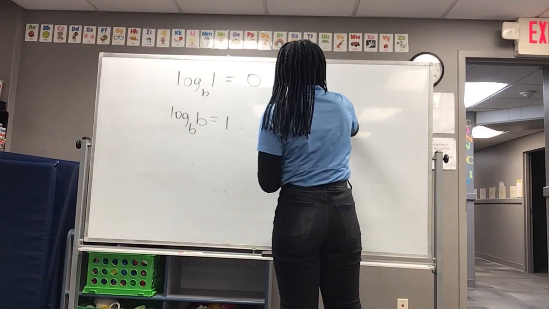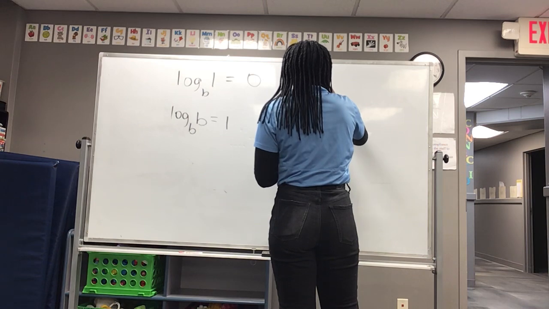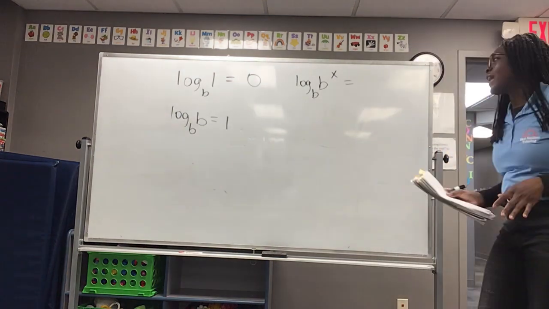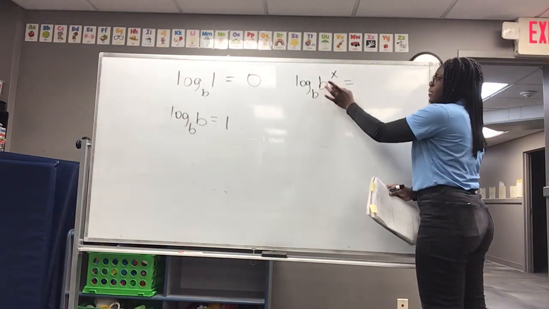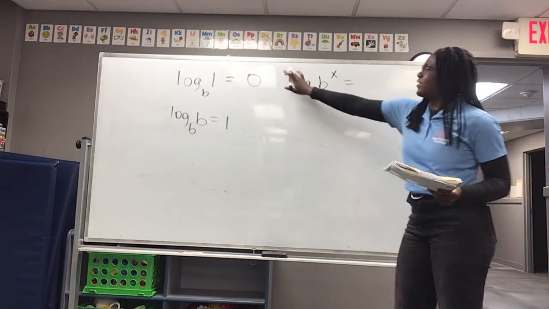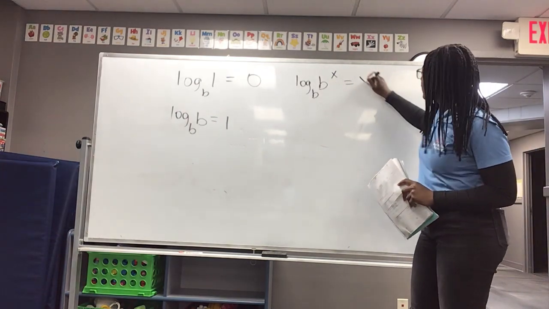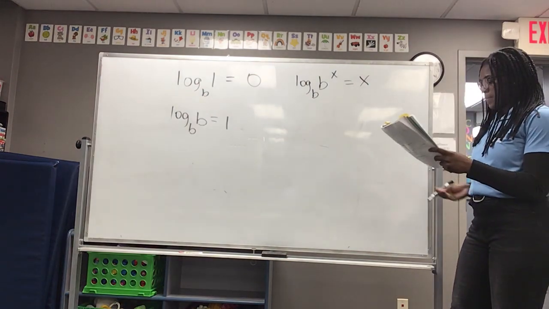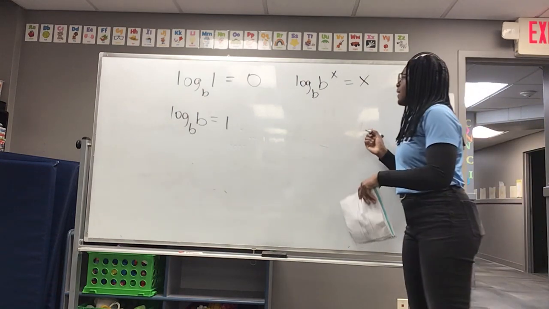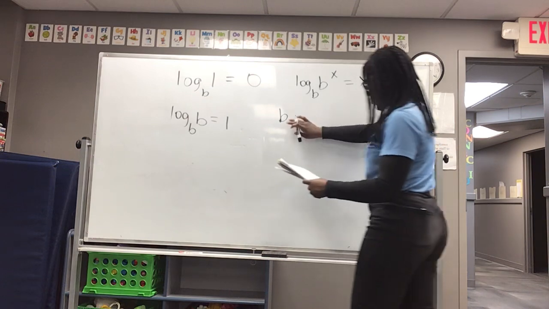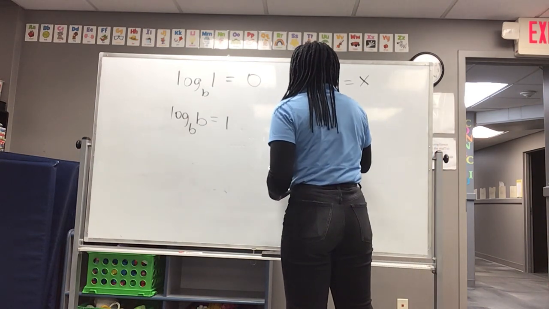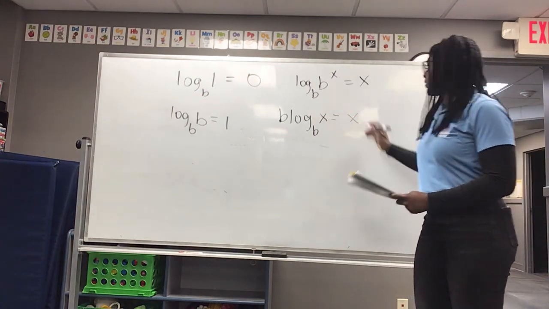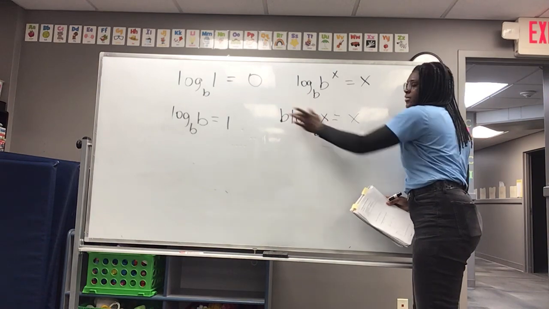Two more. If I have something like log with a base b of b to the x, they're the same, so they cancel out and you're left with just your exponent, which is x. Or it could be any number, but x in this example. And the same thing with this last one: if I have a number in front that's the same as my base, raised to log of x, that also equals x. Those two will cancel out.